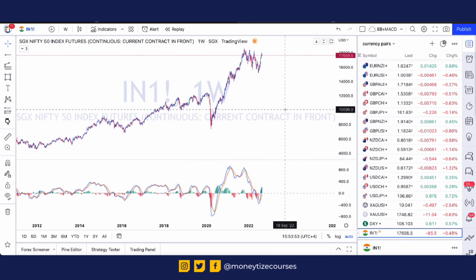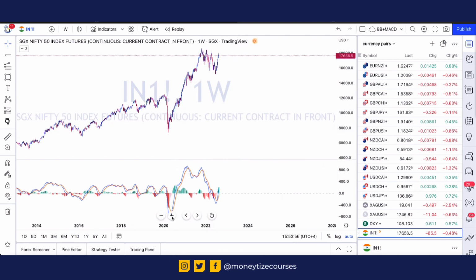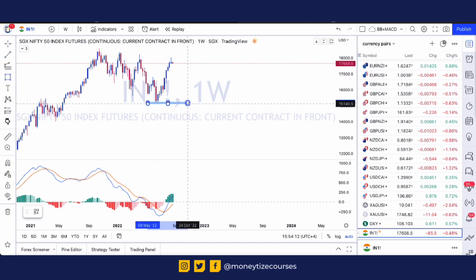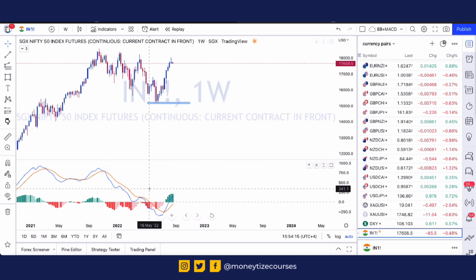Starting from the weekly, it made an impressive bounce to the upside. This is the area, this is the base from where it bounced impressively, and we also had a bullish divergence around this area. The bullish divergence is on the MACD histogram and it is a continuing divergence. It's not a regular type of divergence.